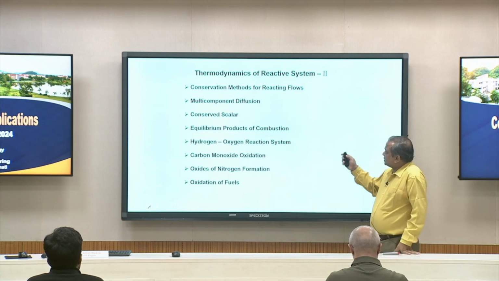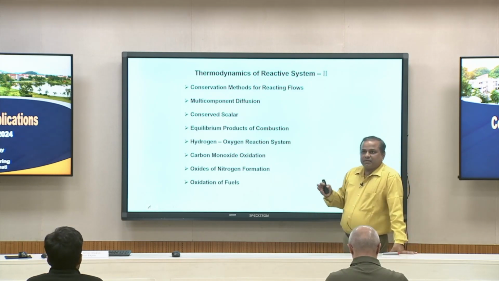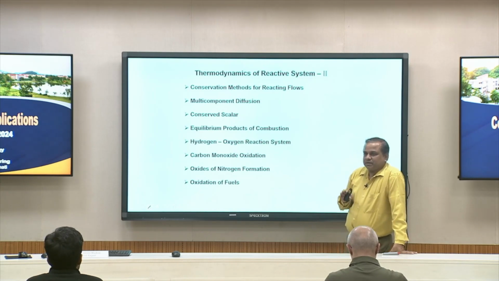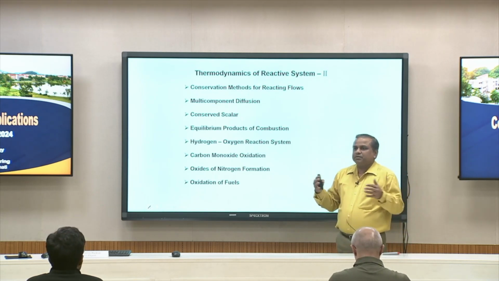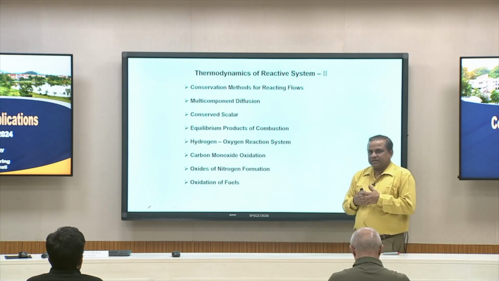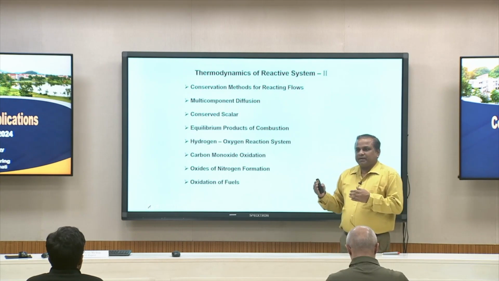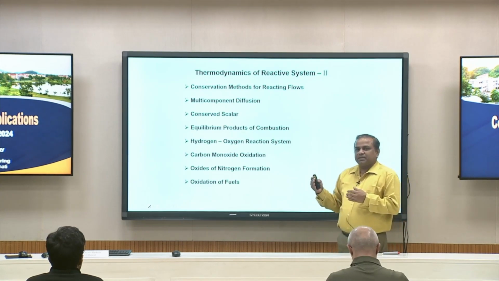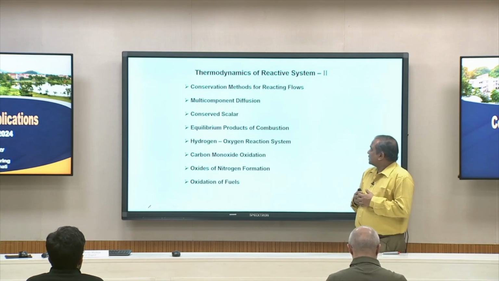Then we will try to introduce multi-component diffusion. In our last concept, we talked about Fick's law of diffusion, which tried to explain how two species combine with each other, and based on this we find the flux equations, specifically for species flux.